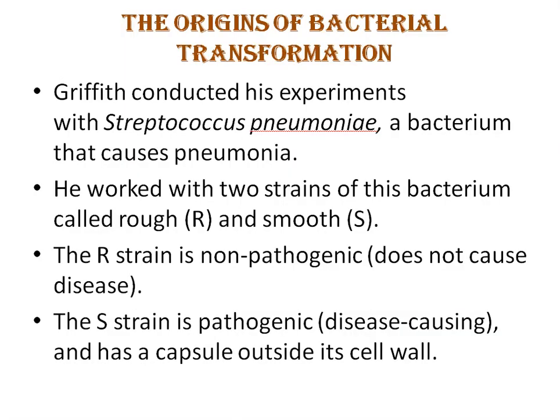Now, origin of this bacterial transformation. Griffith actually conducted a number of experiments with Streptococcus pneumoniae, a bacterium that causes pneumonia. He worked with two strains of this bacterium called rough, R strain, and smooth, S strain. R strain is non-pathogenic, means doesn't cause any disease, but S strain is pathogenic and disease-causing. S strain also has a capsule outside its cell wall.